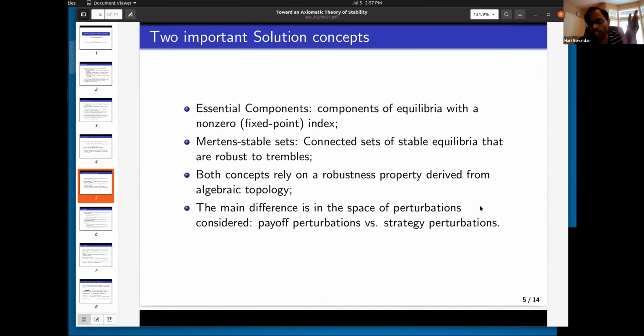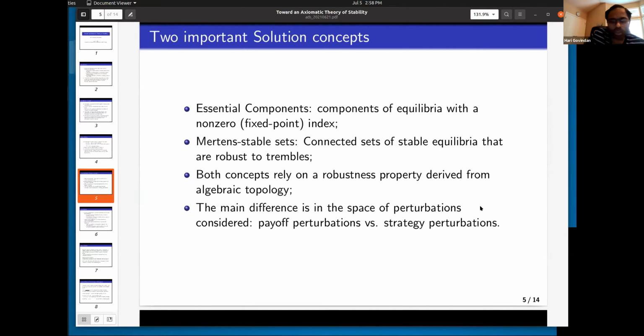Specifically, let's say the index is 3. One way to think about this is that if I perturb the game arbitrarily in an arbitrarily small way, then there'll be 3 equilibria close by, accounting for signs of indices, because +1 and -1 have different properties. So it could be there are 5 equilibria, or, I got my counting wrong, it could be there are 7 equilibria. Some of them are +1 and some of them are -1, and you sum them together, you get 3, for instance. So that's essential components. Non-zero index has a very vital role in fixed point theory.